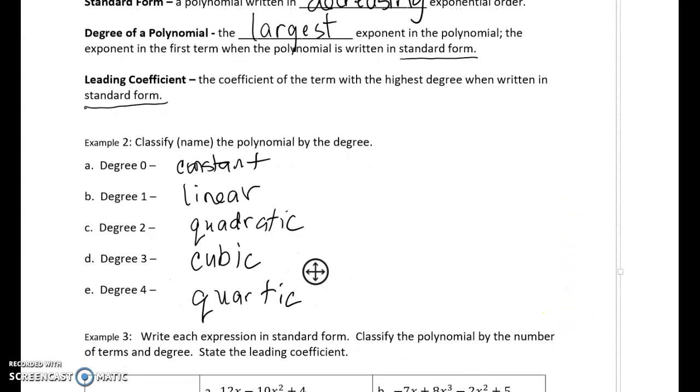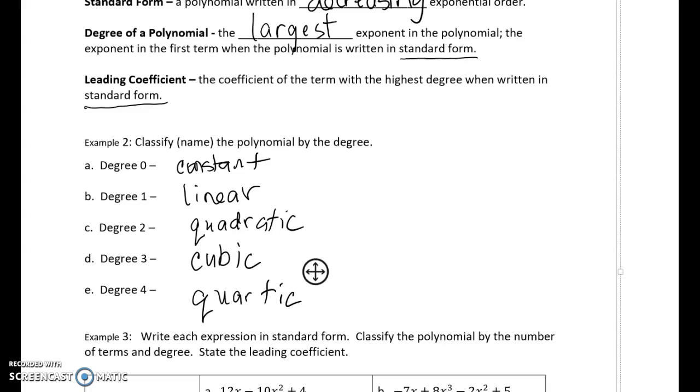Okay, so before we get into examples of these, a few more ways to classify polynomials, and this time we're going to classify based off of the degree. If it's degree 0, we're going to call it a constant. Degree 1, we're going to call that polynomial a linear. Degree 2 is a quadratic. Degree 3 is a cubic. And degree 4 is a quartic.